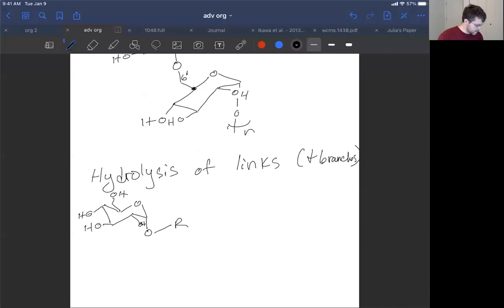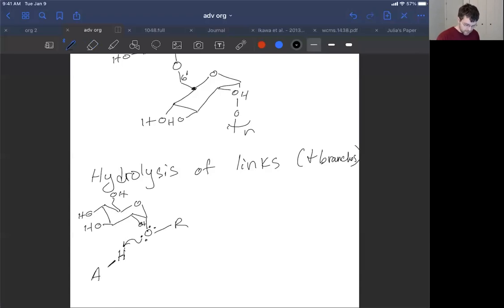So first of all, we're going to let this O engage H plus from something else. It's typically an acid residue within an amino acid active site. These things don't just automatically fall off, but we're going to let the oxygen that's attached to the anomeric position engage that hydrogen atom.